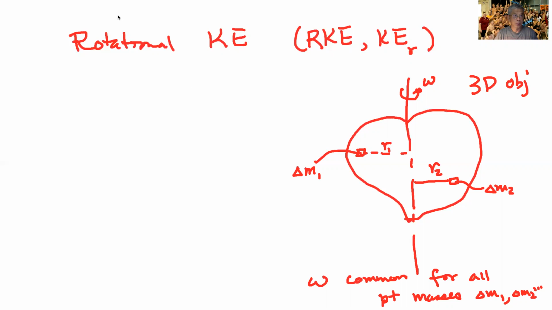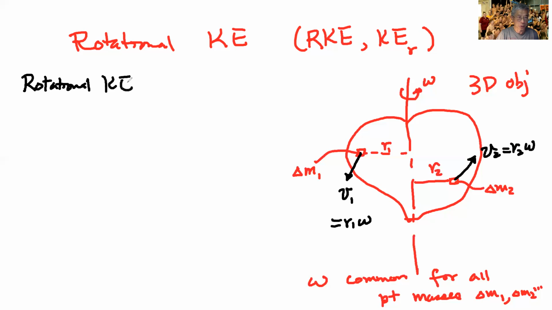And let me change the color here. So if this is turning, then this one here probably will be doing something like that, right? So this will be a V1, and this V1 will be equal to R1 times omega. And this side here, this V2 will be going this way, and V2 will be equal to R2 times omega. So we do all of this and add them together, and we're going to call that the rotational kinetic energy.